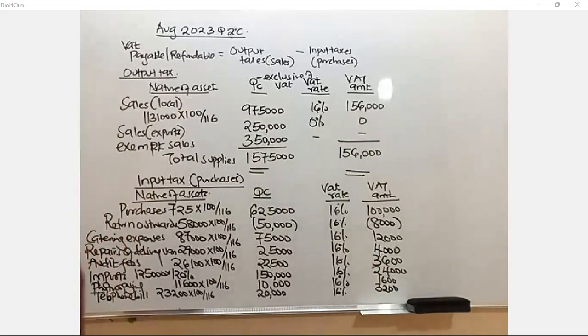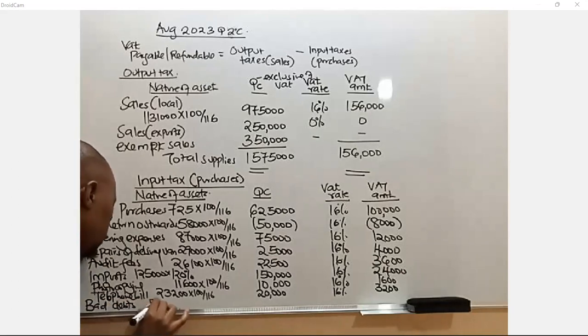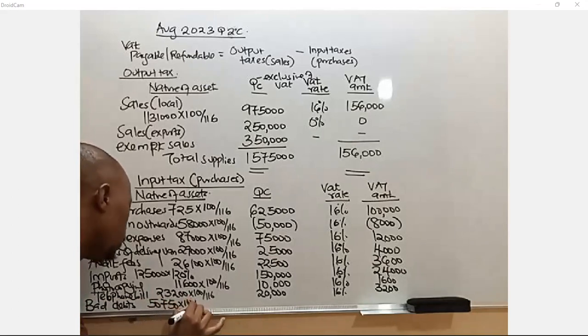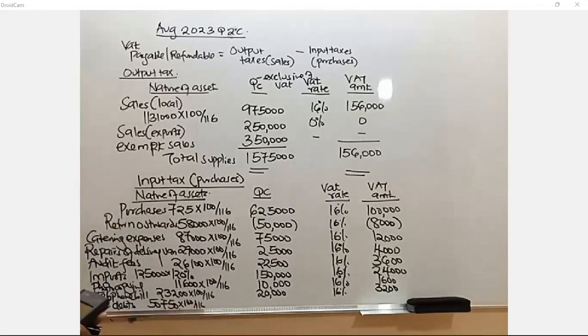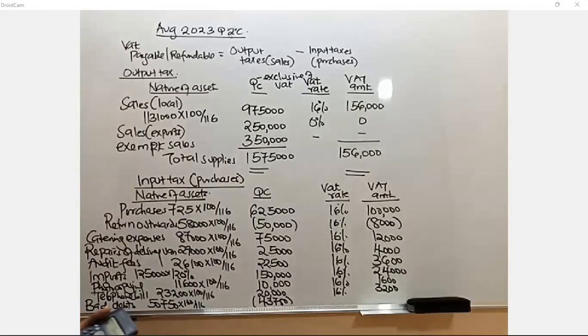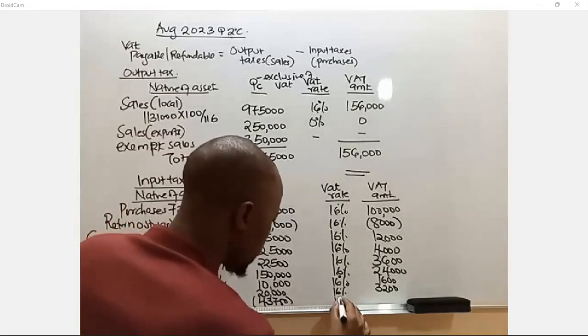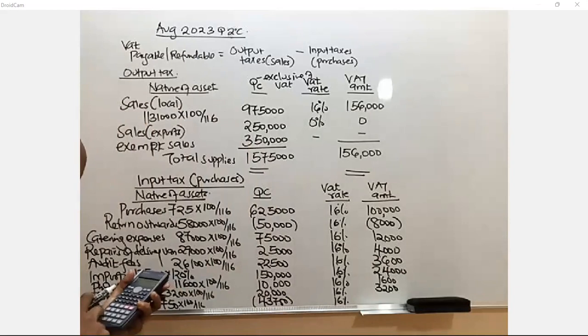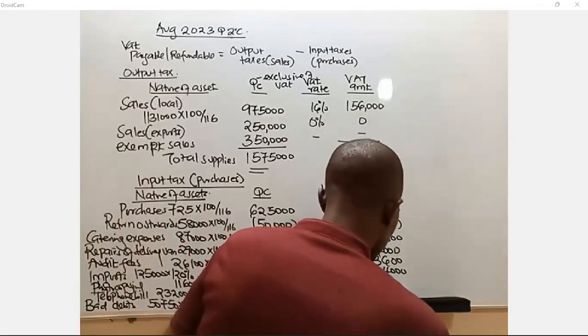Then bad debts. So our bad debts, how much are they? Our bad debts we are given is 5,750. Times 100 over 116, right? 5,750 times 100 divided by 116, we are getting 43,750. Then we multiply by 16%, right? Multiply by 0.16. We are getting 7,000 here.